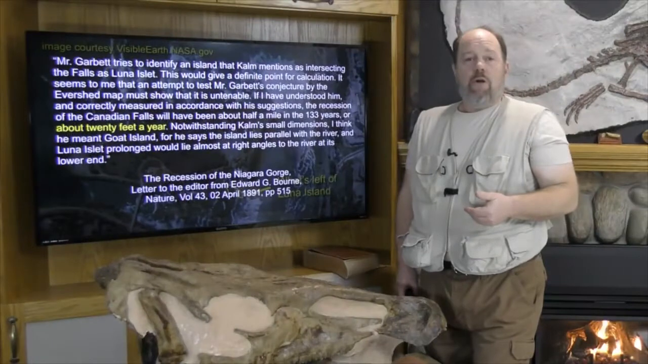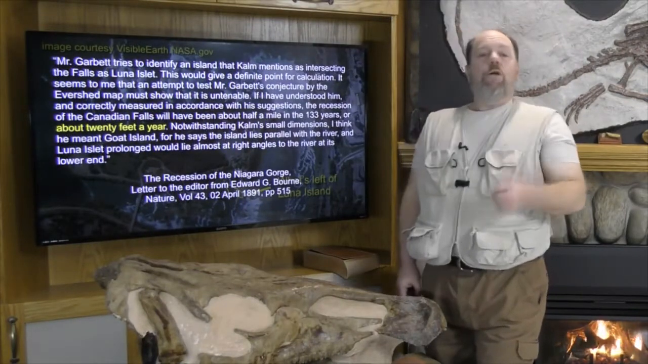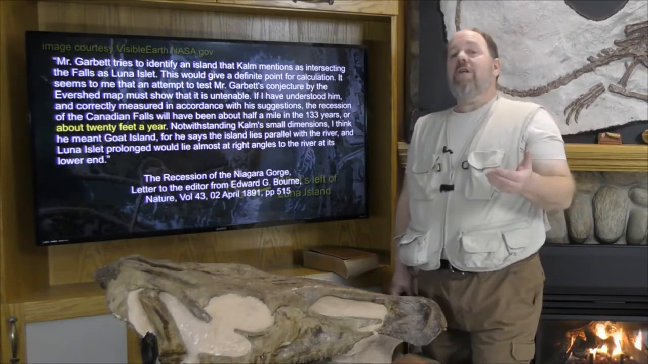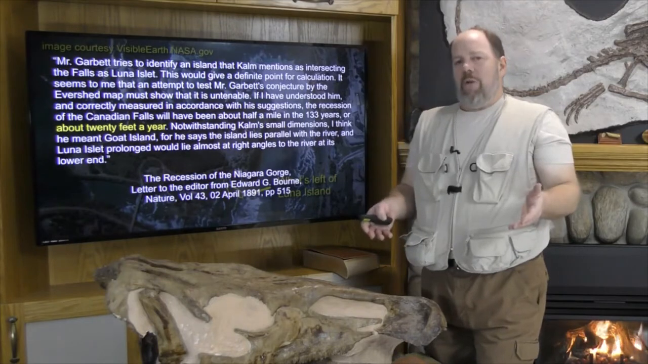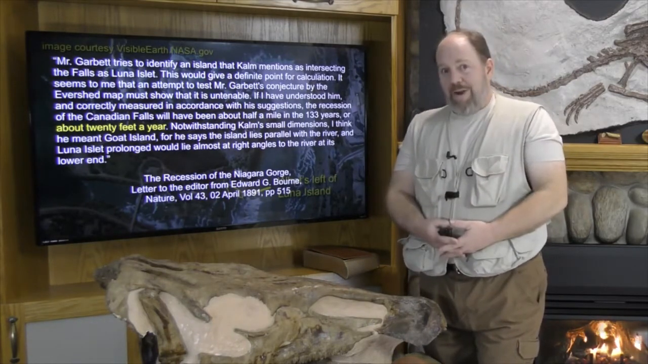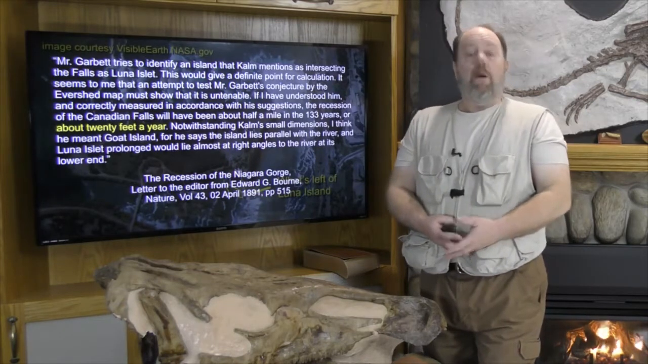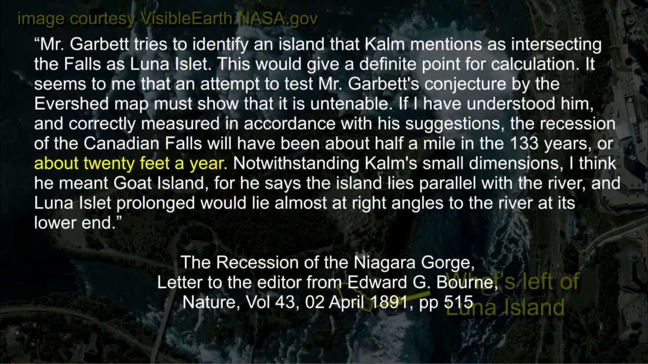In a letter to the editor of Nature magazine, April 2nd of 1891, Edward G. Bourne revisited the history of using the Niagara Gorge as a clock. A fascinating read that I would highly recommend. He mentions a Mr. Garbett who was trying to identify the island mentioned by Kalm in Gentleman's Magazine. Bourne wrote, "Mr. Garbett tries to identify an island that Kalm mentions as intersecting the falls as Luna Islet. This would give a definite point for calculation.